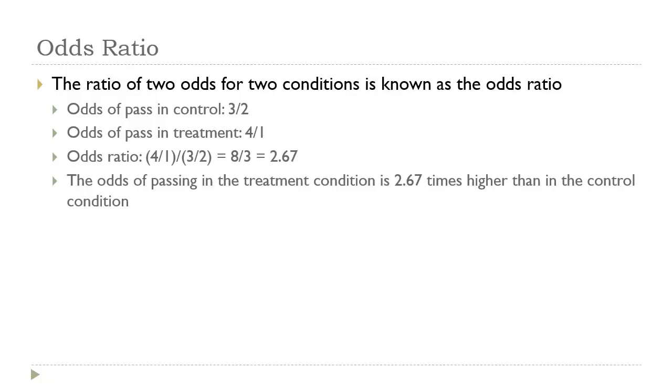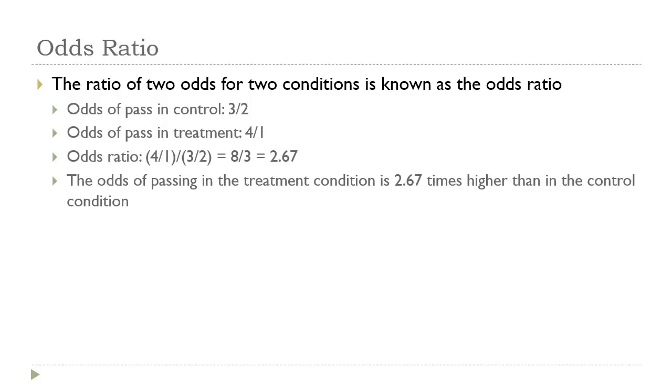In the example we've been looking at, the odds of passing in the control group were 3-2. The odds of passing in the treatment group were 4-1. Let's look at the odds ratio, putting the odds of passing in the treatment in the numerator and the control in the denominator. This simplifies to 8-3, or 2.67. This tells us the odds of passing in the treatment condition is 2.67 times higher than in the control condition.